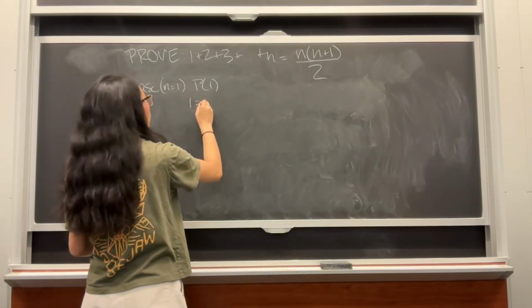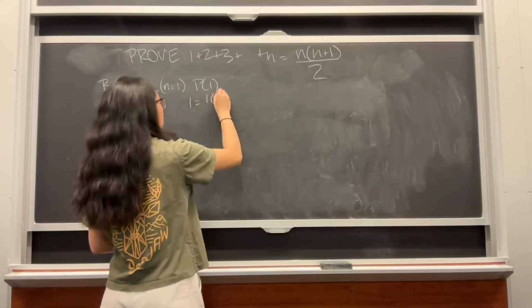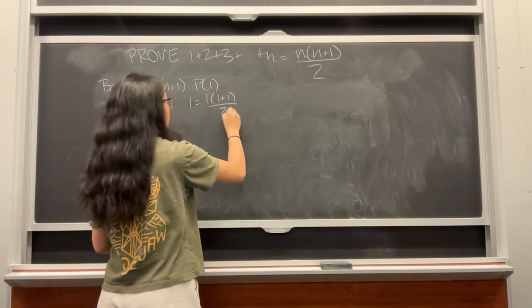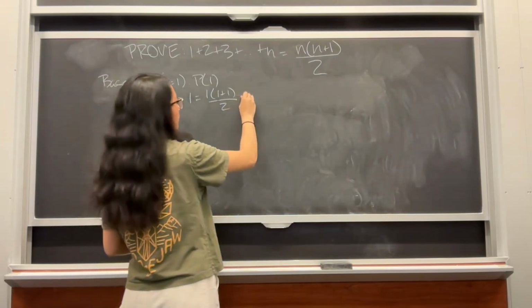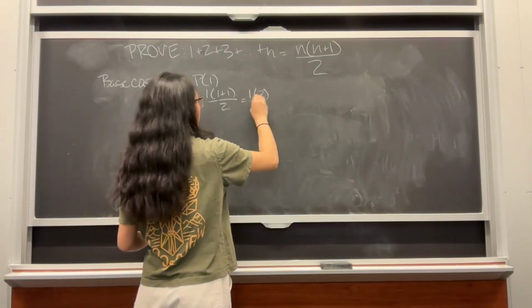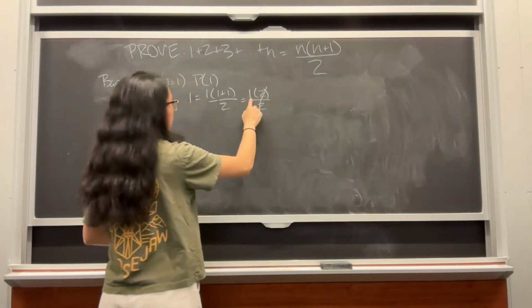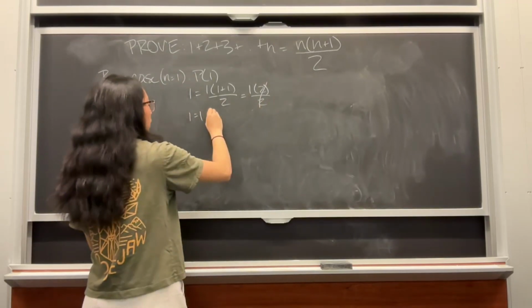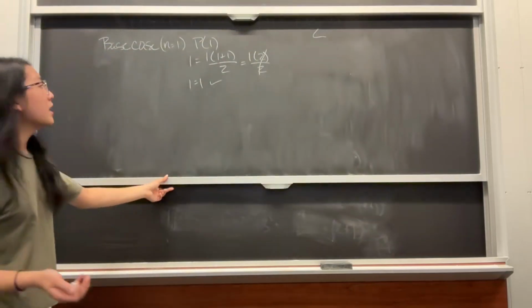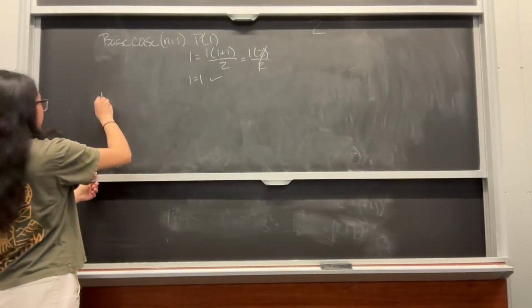So on the left-hand side we get 1. And on the right-hand side, we get 1 times 1 plus 1 over 2. So 1 plus 1 is equivalent to 2. And those 2's cancel, so you're left with just a 1. And we get 1 equals 1, which is a true statement, so our base case is true. So that's a great start.